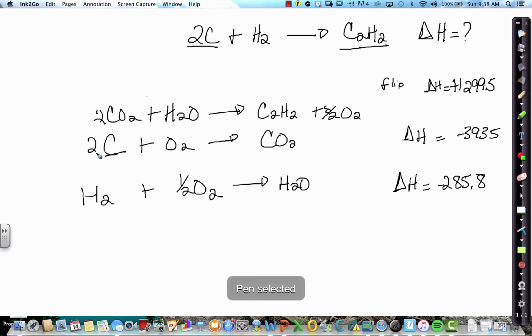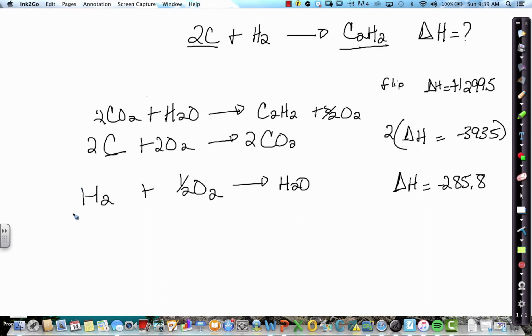So 2 times 1, 2 times 1, and 2 times 1. But what this ultimately means is that this has to get multiplied by 2 because I multiplied the reaction by 2. All right, so now I need to look at my H2.